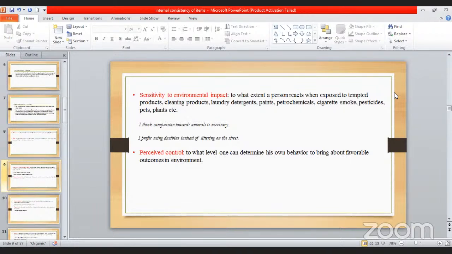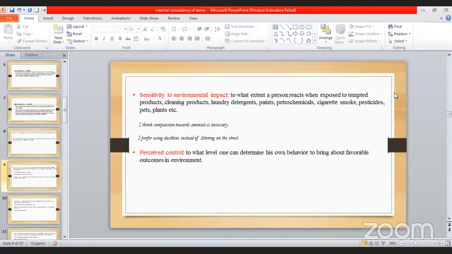An example of an item in this domain is, I think compassion towards animals is necessary. That is an item. I prefer using dustbins instead of littering on the street. That is an item. These come under sensitivity to environmental impact, which is a domain.